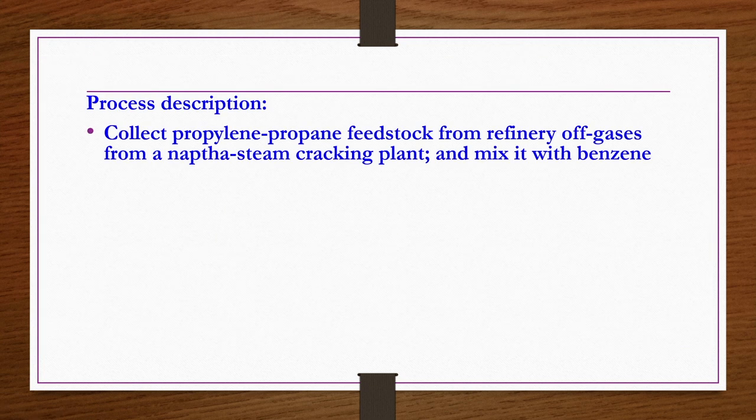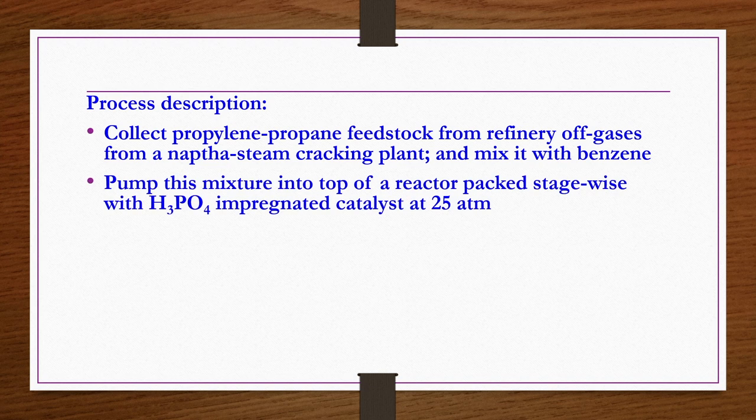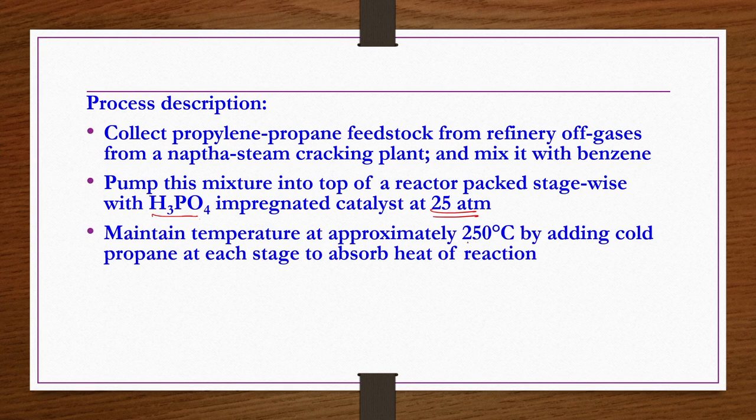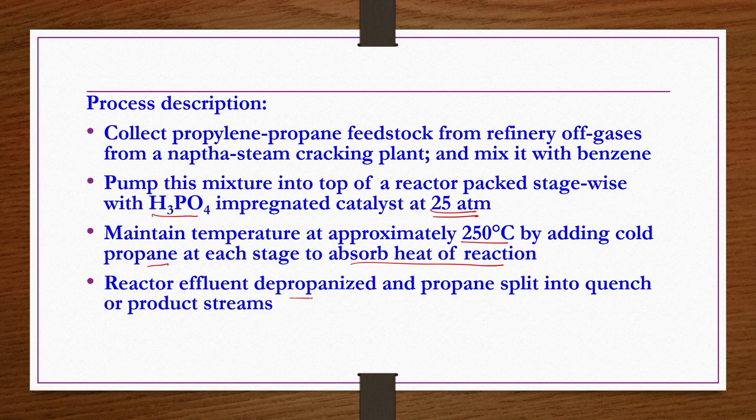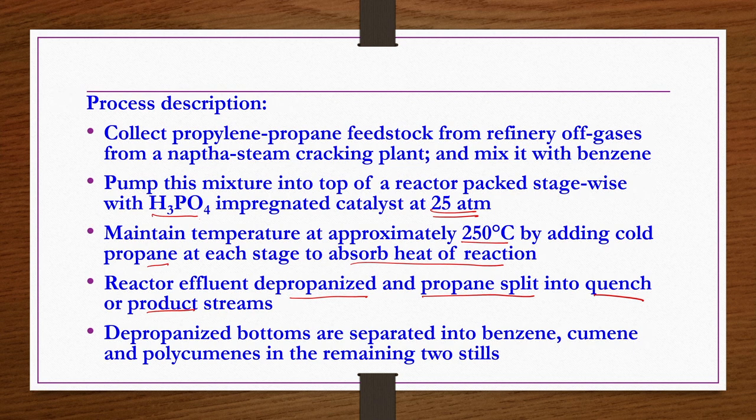Process description: collect propylene-propane feedstock from refinery off gases from a naphtha steam cracking plant and mix it with benzene. Pump this mixture into the top of a reactor packed stage-wise with phosphoric acid impregnated catalyst at 25 atmosphere. Maintain temperature at approximately 250 degree centigrade by adding cold propane at each stage to absorb heat of reaction. Reactor effluent is depropanized and propane is split into quench or product streams as per the requirement. Depropanized bottoms are separated into benzene, cumene and polycumins in the remaining two stills as shown in the flowchart and discussed accordingly.